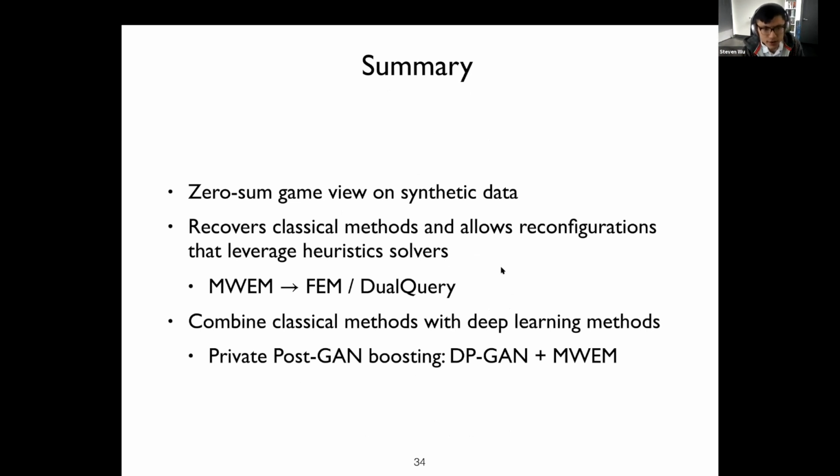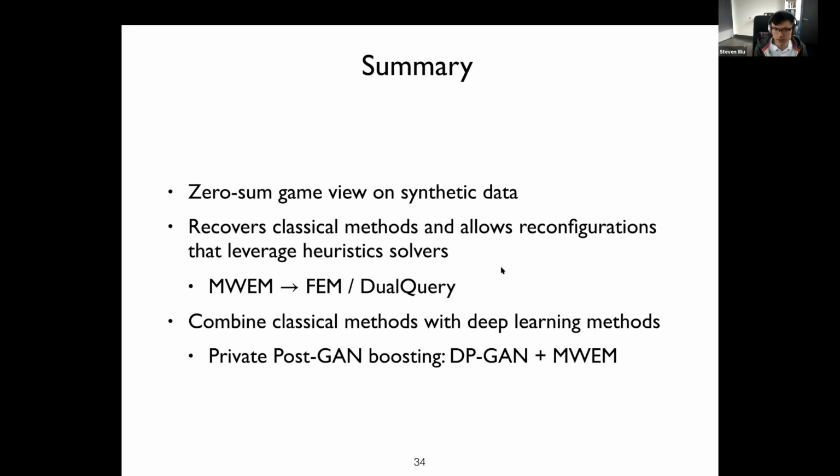As a summary, one thing I like in thinking about these sets of techniques or methods is that you can really draw somewhat of a unifying zero-sum game view on all of these algorithms. What's cool about this is that this zero-sum game view allows us to recover the classical methods like MWEM, but at the same time allows you to reconfigure the existing approach to turn it into more efficient algorithms that allow you to isolate a computational bottleneck and replace it with something that you can optimize using heuristic solvers. This is how we reconfigure the approach of MWEM, and we design it to give algorithms like FEM or dual query. Another thing that's nice about this zero-sum game view is that you can combine the classical methods like MWEM and differential privacy with some of the more recent deep learning approaches.